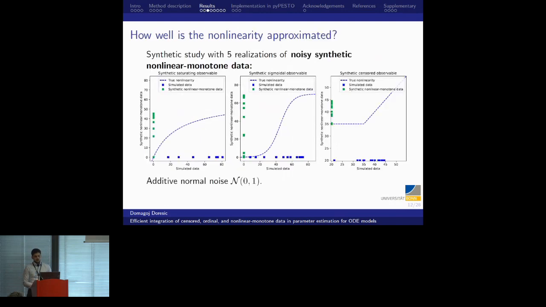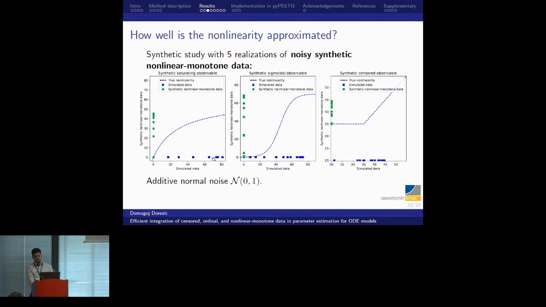So the question is, if we have some nonlinearities in the data, how well are these nonlinearities estimated by this spline? We're going to conduct a synthetic study to test this with 5 realizations of noisy synthetic nonlinear monotone data. So we took the data from the BOOM model.